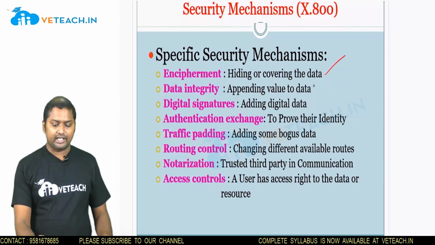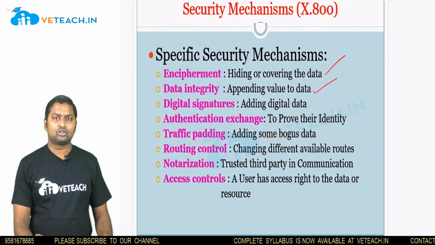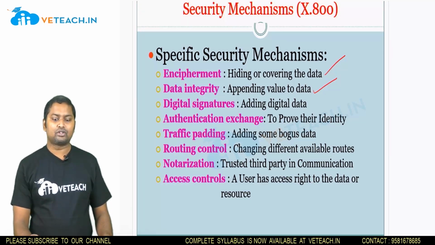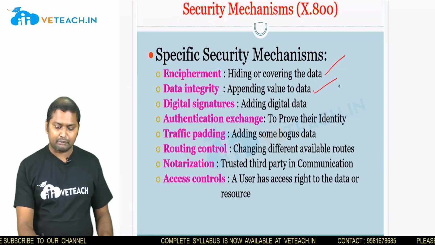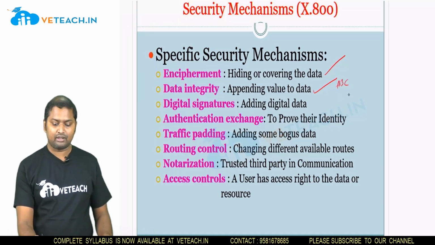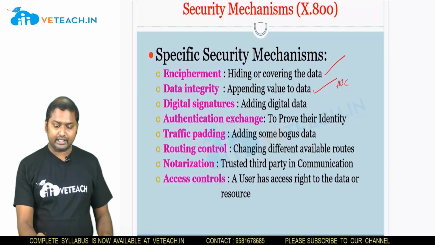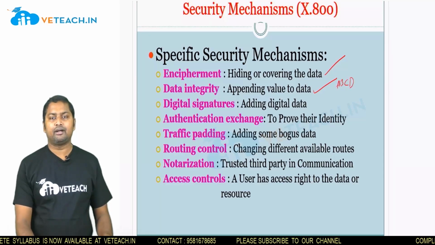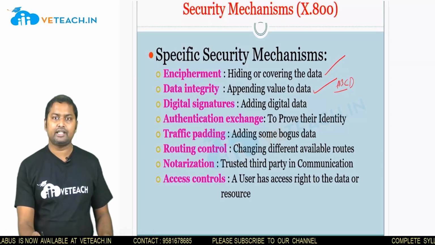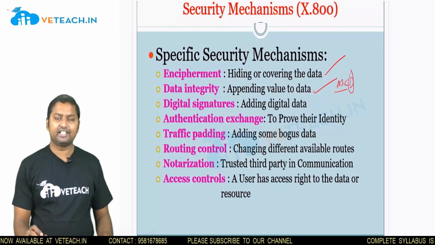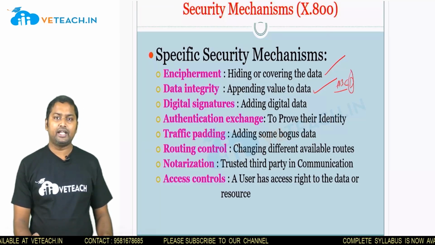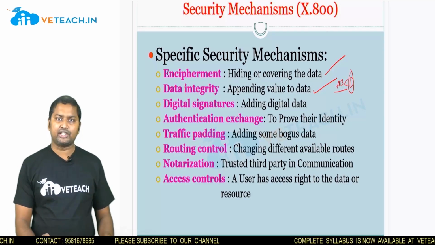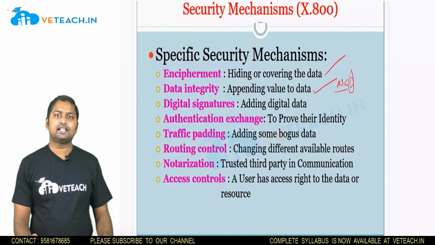Second one, data integrity: appending a value to data. Appending is nothing but adding some extra information. Suppose I want to send some data, and my original data is ABC. When coming to data integrity, appending a value means I am adding an extra character to the original data. My original data is ABC, but here I am appending D. Why are we appending this data? To prevent the attacker. That's data integrity.